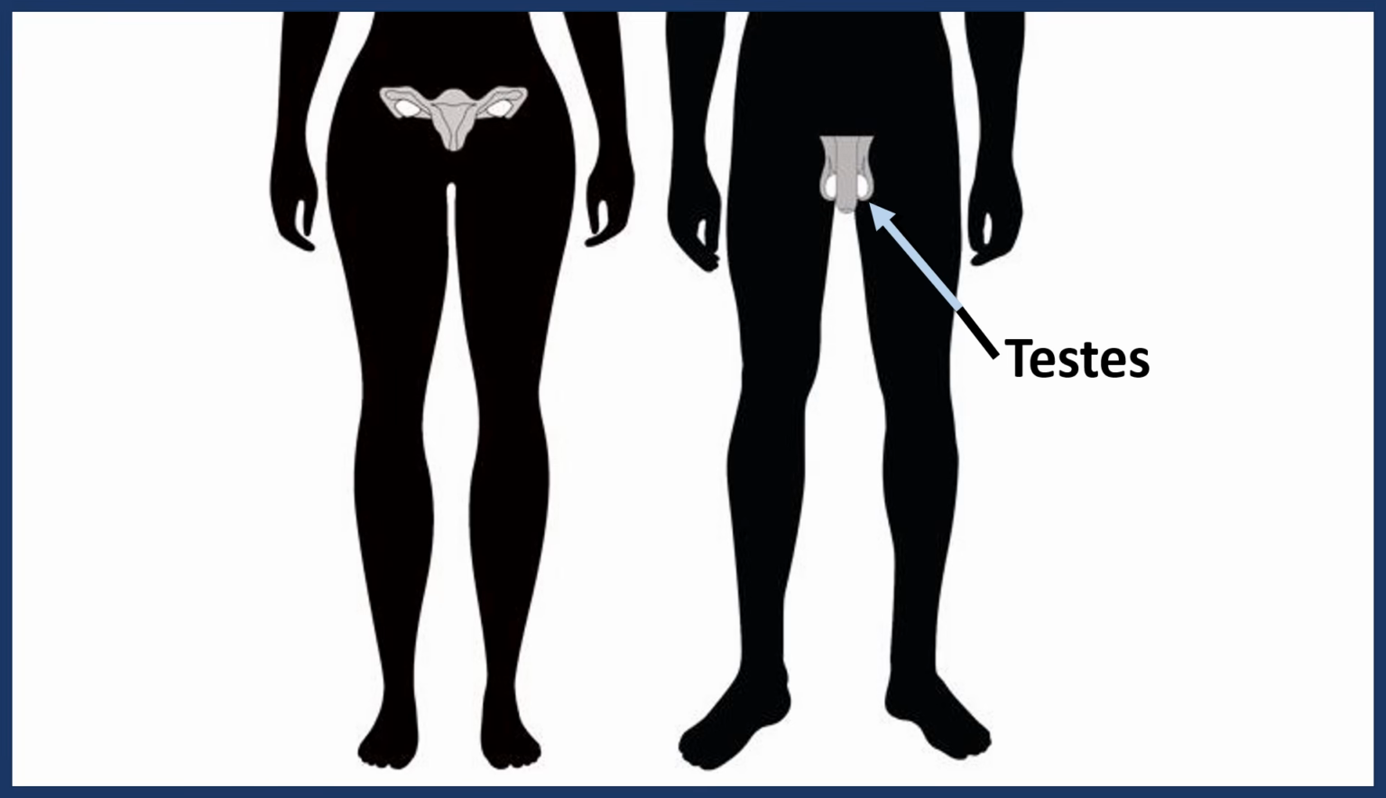Testosterone is primarily produced in the testes in males and in small amounts in the adrenal glands in both males and females. Estrogen is primarily produced in the ovaries in females, with additional production in the adrenal glands and fat tissues. In males, small amounts of estrogen are produced in the testes and adrenal glands.